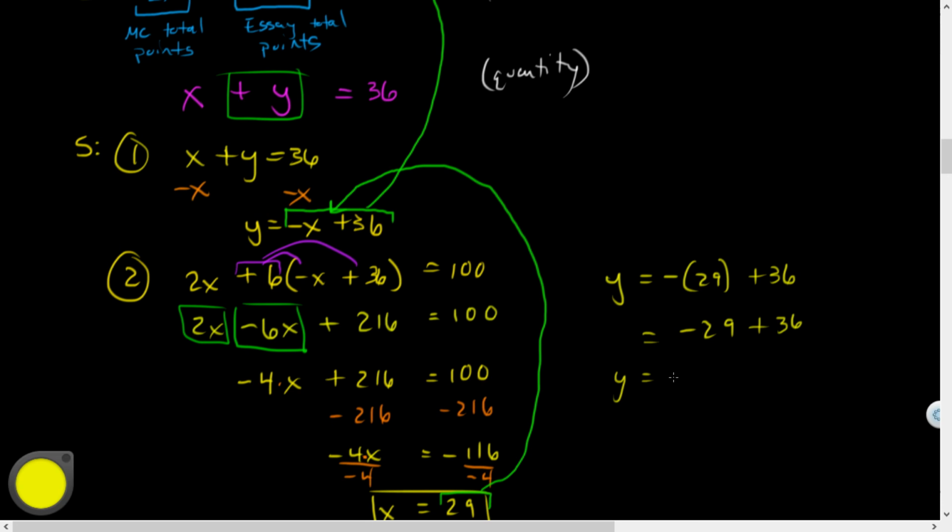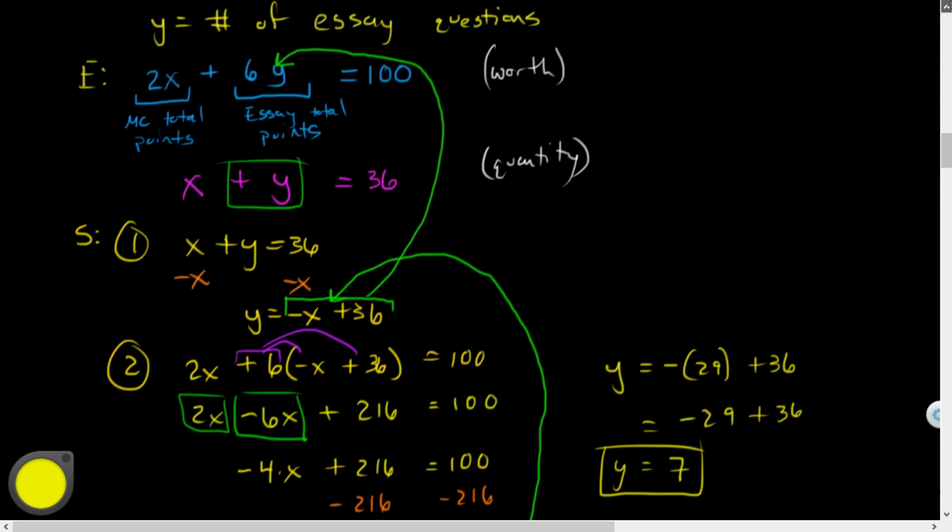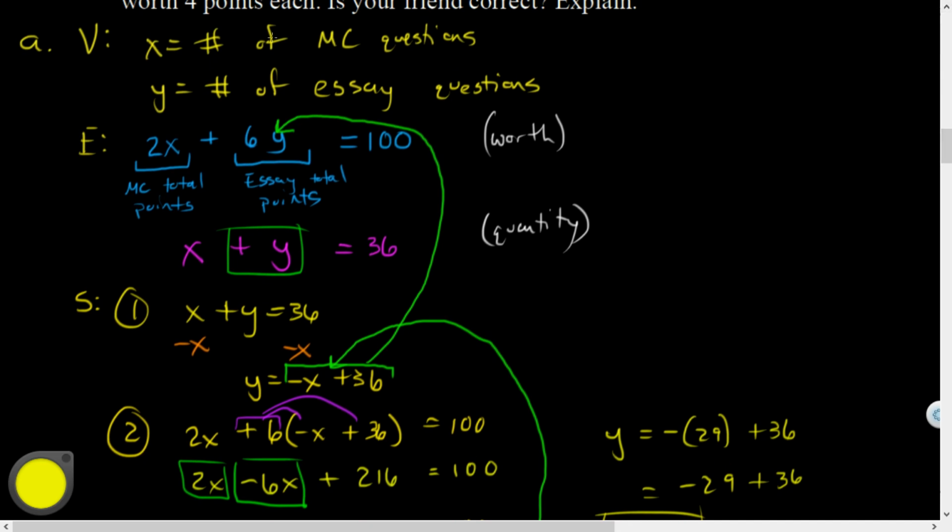36 minus 29 is 7. So if you chose a different route, you still should have gotten these same numbers. Okay? So what do those numbers represent? What does 29 and 7 mean? It's the number of questions. Yeah, my variables, because we do a good job on that, answer the question for us.